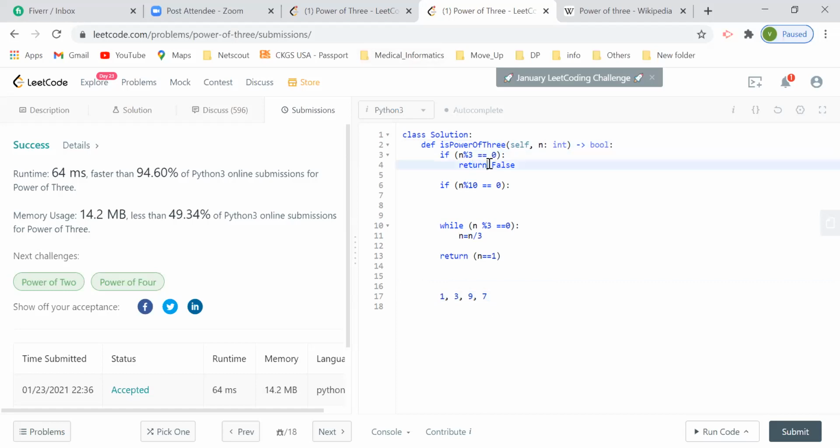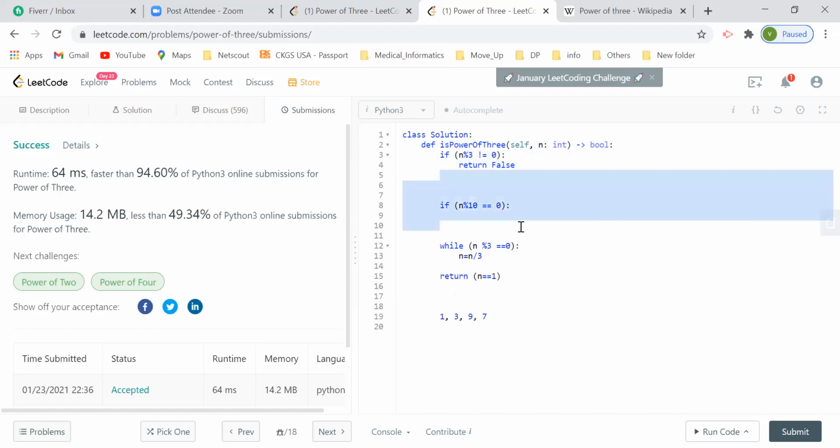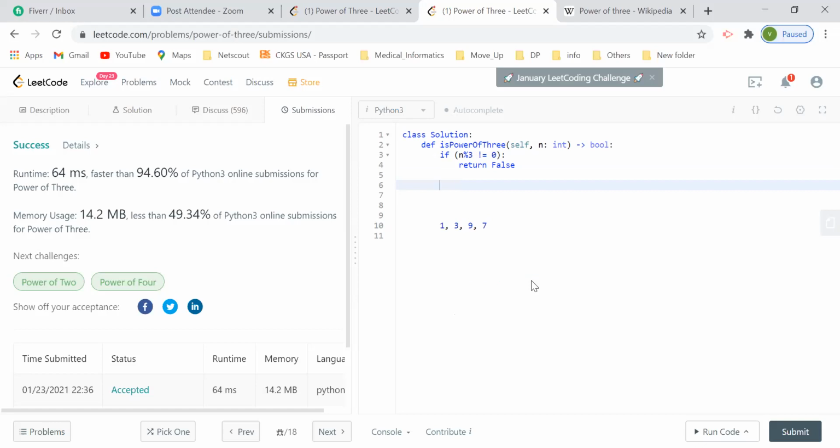Okay, let's see if it works. Not divisible by 3, then return false. Then we'll see if this works. How do I find the last digit? N divided by 10.